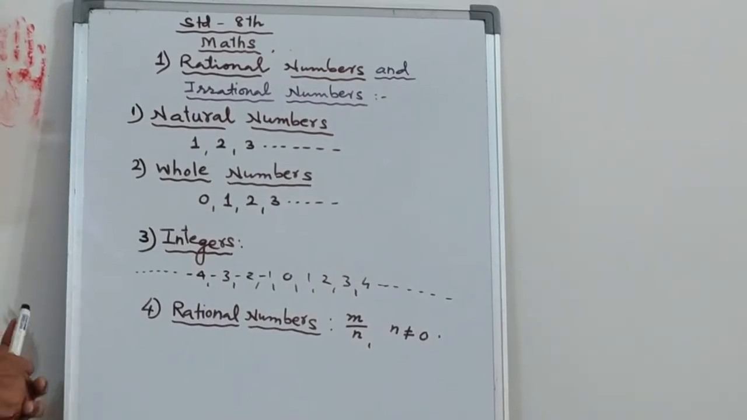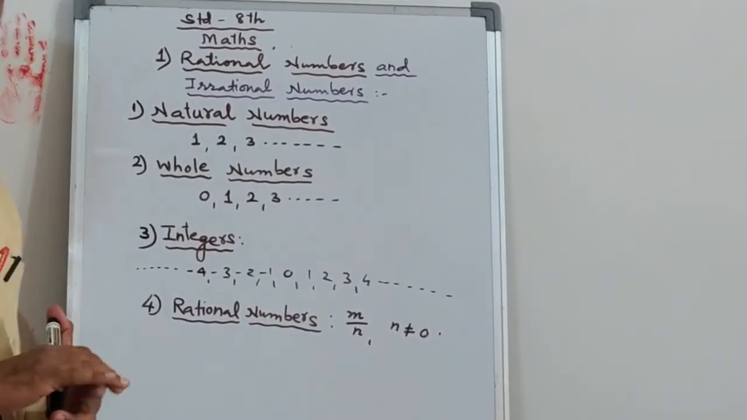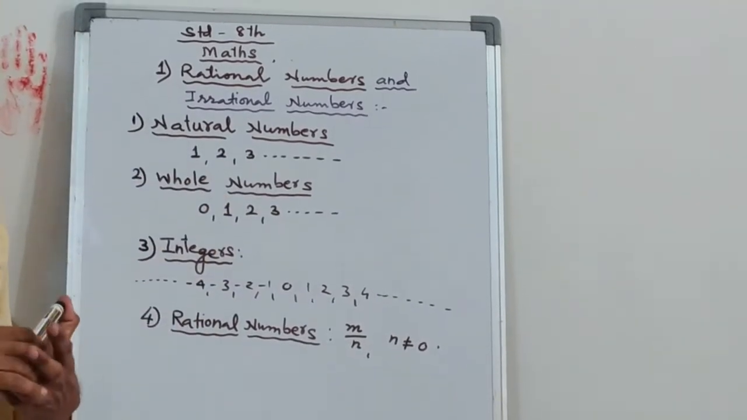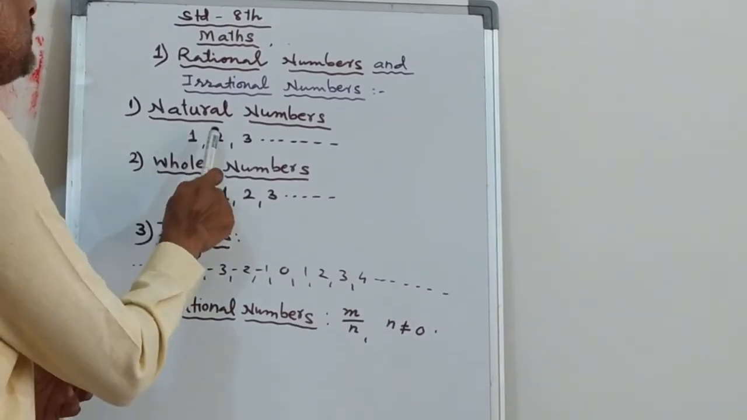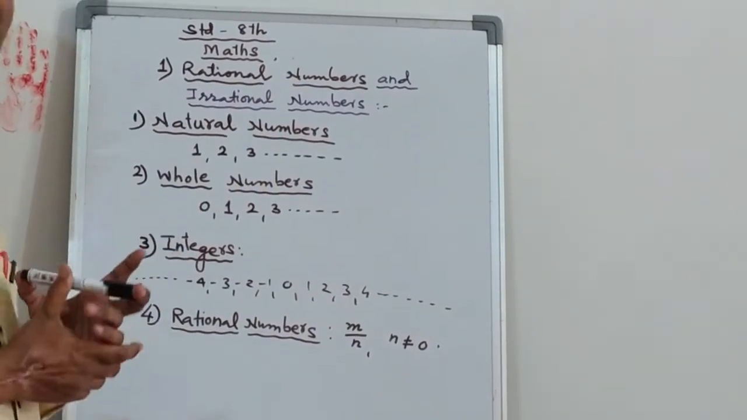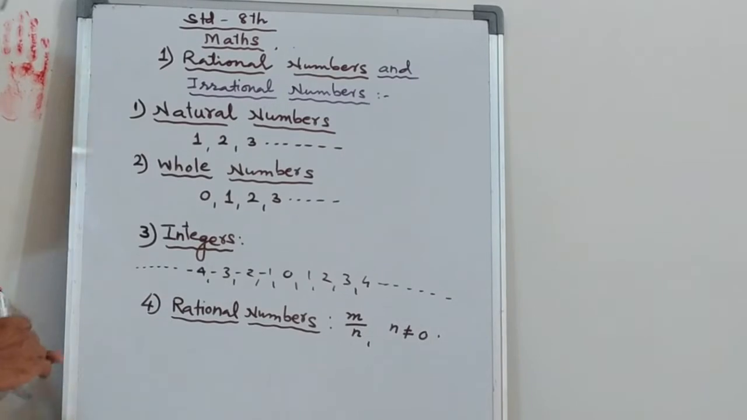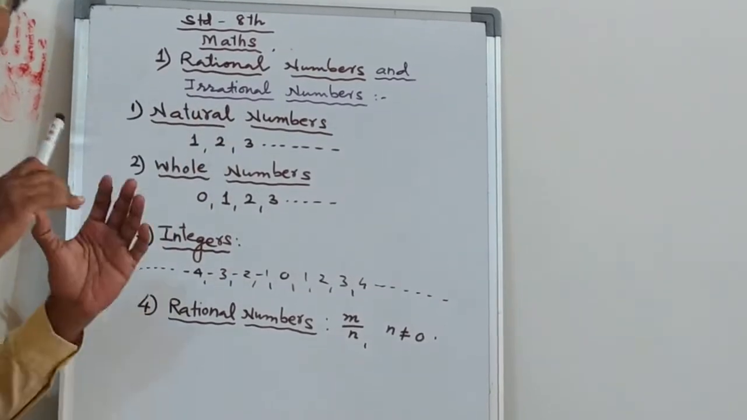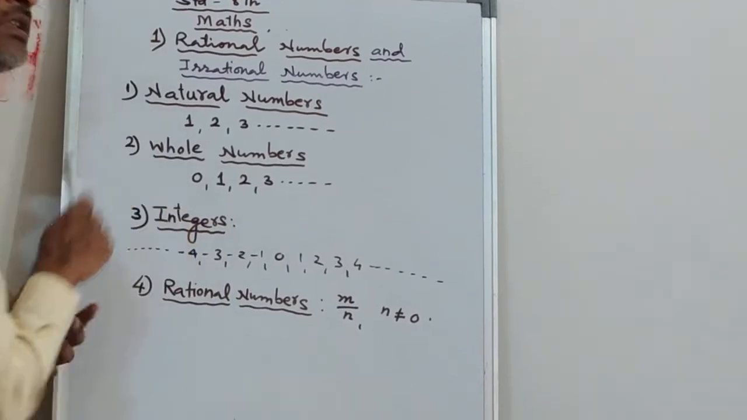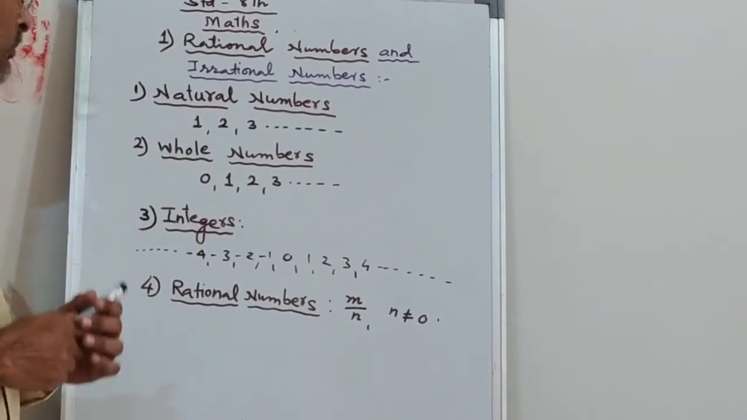First of all, natural numbers. Counting numbers are called natural numbers. Counting starts with 1, therefore 1, 2, 3, and so on. They are natural numbers. Whole numbers mean entire numbers: all natural numbers together with 0 are called whole numbers.